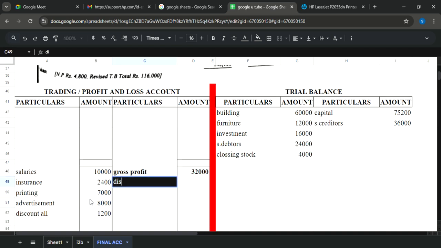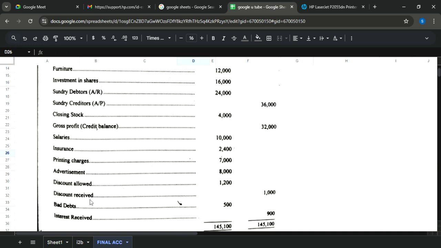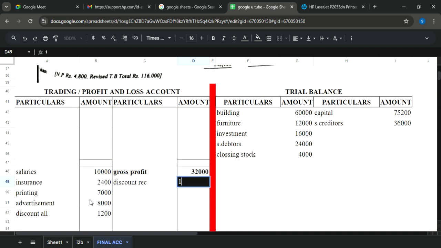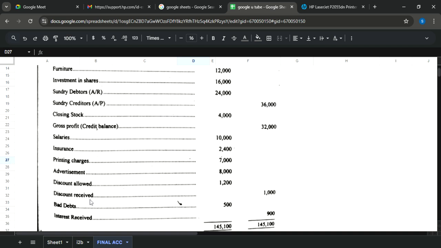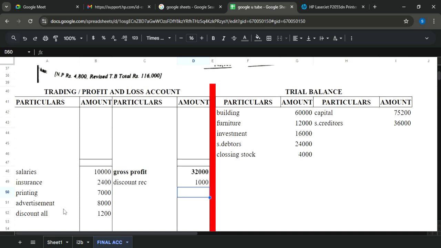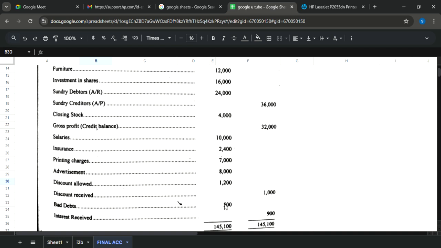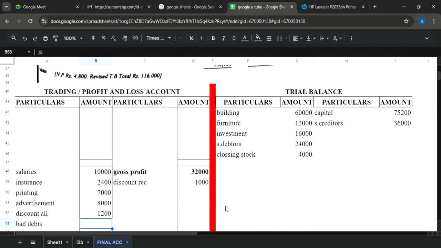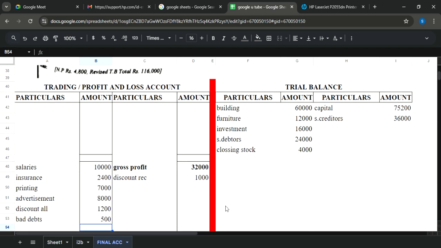Write down discount received. I'm using a little abbreviation, you are not allowed to do that. 1,000. Write down 1,000. Then we have bad debts. Bad debts are considered expenses. Come to the expense side. Bad debts amount is 500. Write down 500 over here.